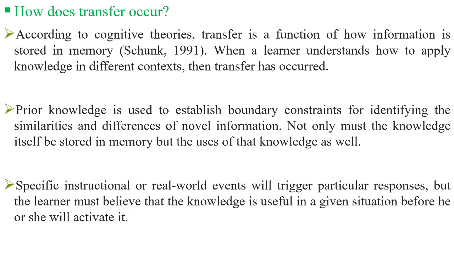Prior knowledge is used to establish boundary constraints for identifying the similarities and differences of novel information. Not only must the knowledge itself be stored in memory, but use of that knowledge as well. Okay, so the use has to do with using knowledge.